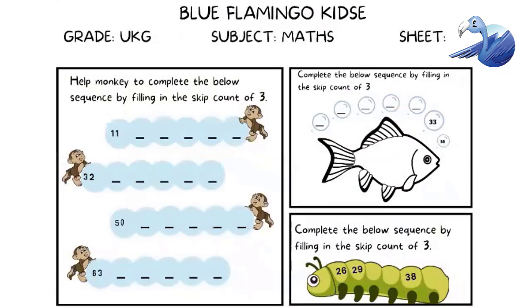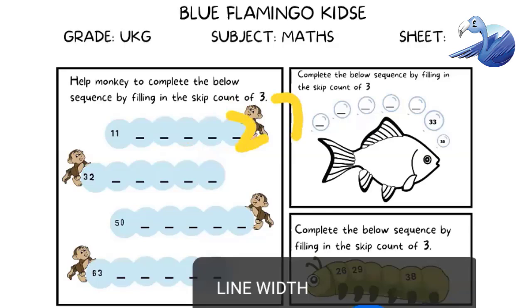Now your next worksheet, maths. Help the monkey complete the below sequence by filling in the skip count of number 3. So here you have to write 11, 12, 13. So you have to write here 14. Now 15, 16. You have to write 17, 18, 19, 21, 22, 23, 24, 25, 26, 27. Okay. Now next.